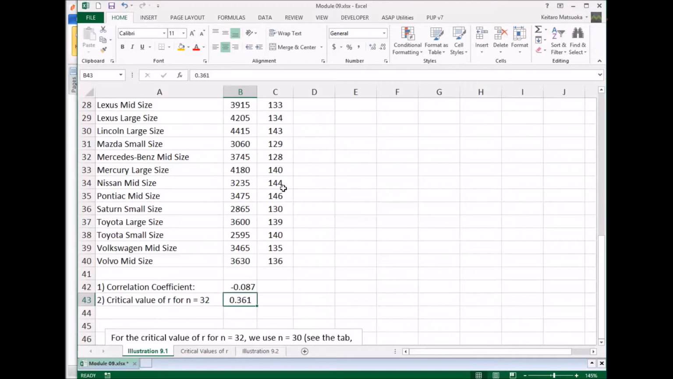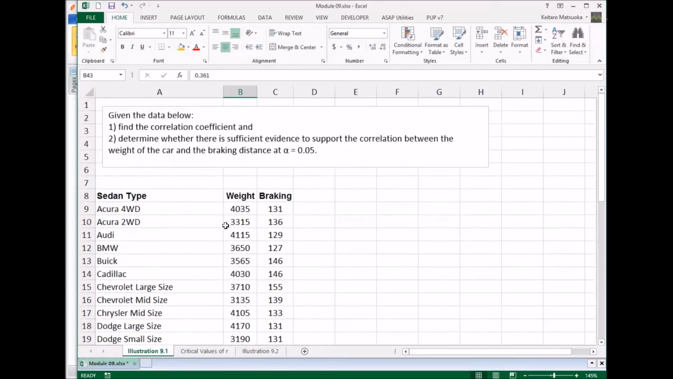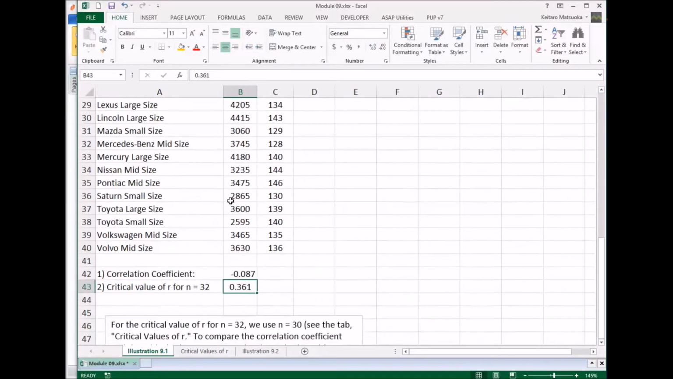You get -0.087. Now I want to know if this correlation coefficient is significant or not. To do so, you need to look at the critical values of R, which is listed in this tab right here. Before we do that, we need to know how many cars we looked at. If you do the counting, you see there's 32 cars. Okay, so let's go to the critical value of R tab.